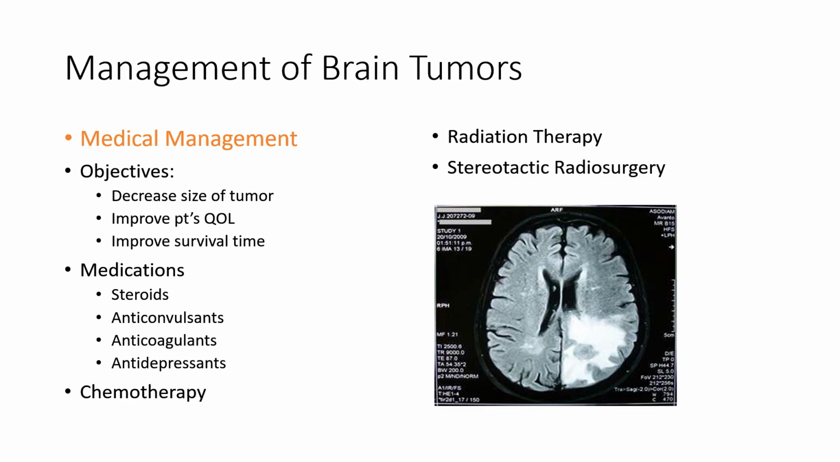Stereotactic radiosurgery uses radiation to deliver very precise amounts of radiation to a very specific location in the brain. It requires a rigid head frame that is applied during the procedure. This head frame is uncomfortable, but it immobilizes the patient and provides a reference for the patient's tumor, so it's very precise.